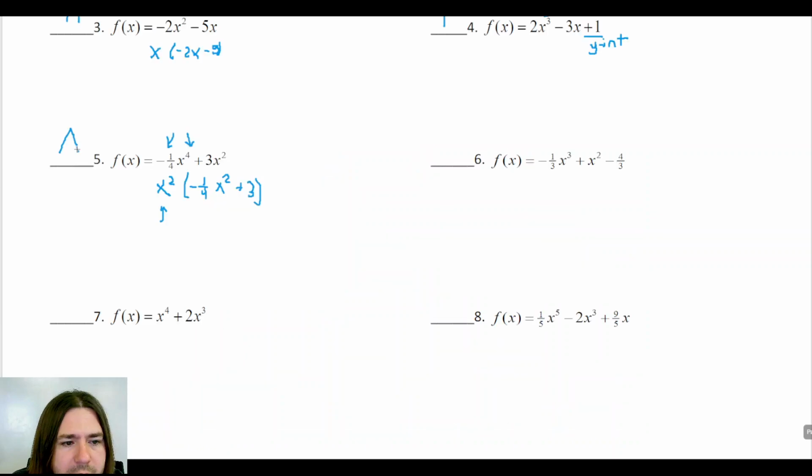For number 6, we've got an odd degree. So we know that the end behavior is going to be going in opposite directions. And since the leading coefficient is negative, we know it's going to be up to the left, down to the right.